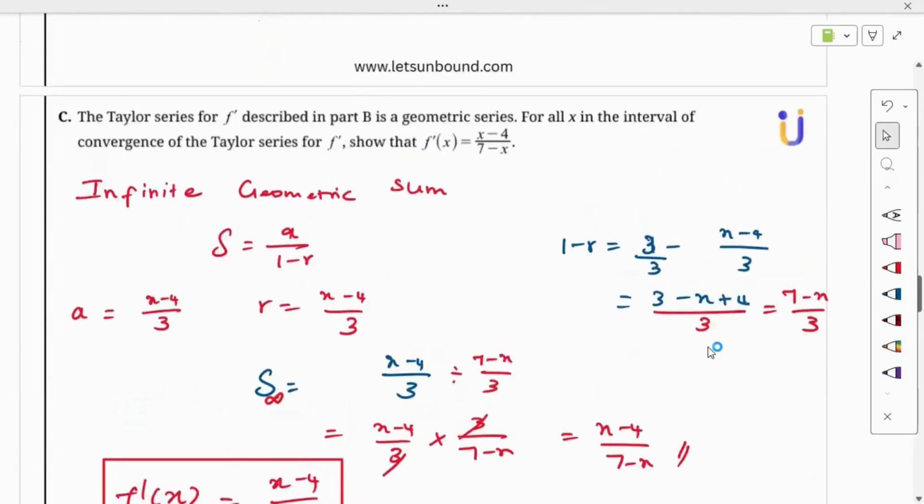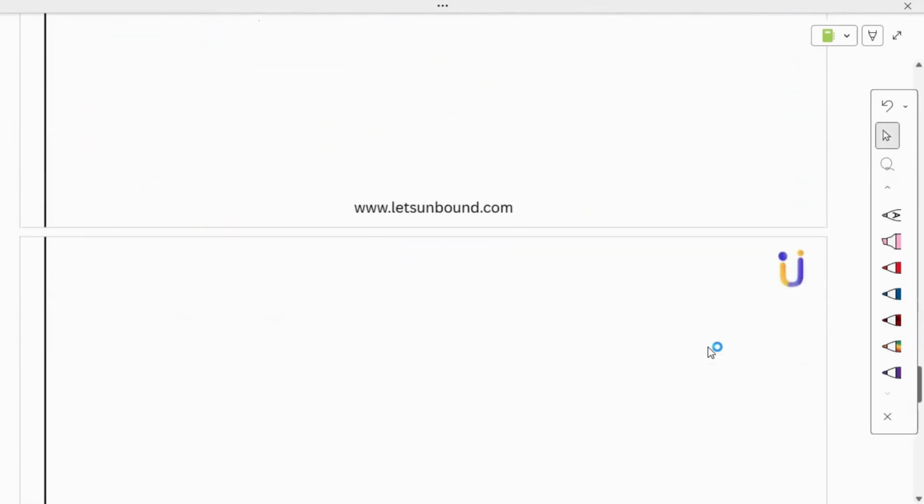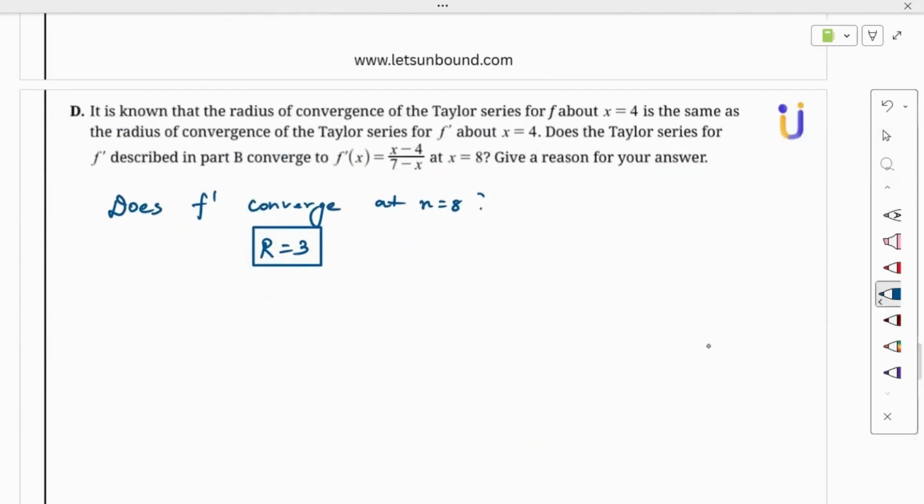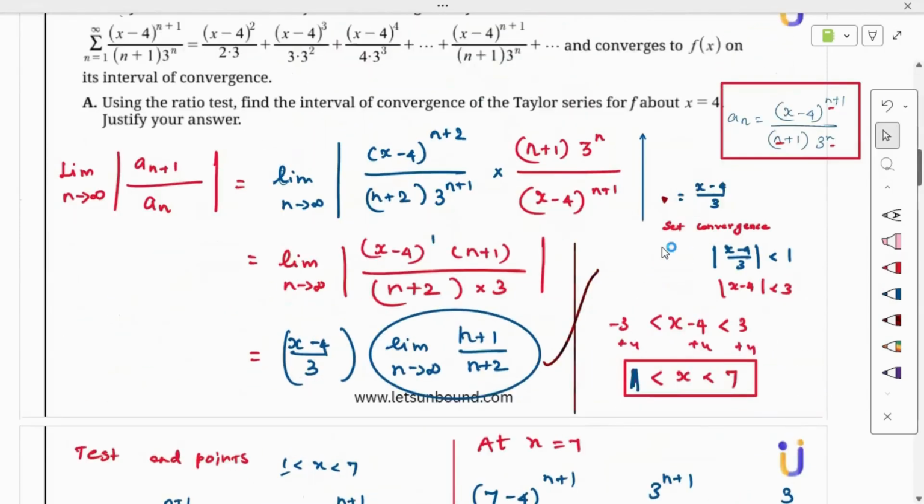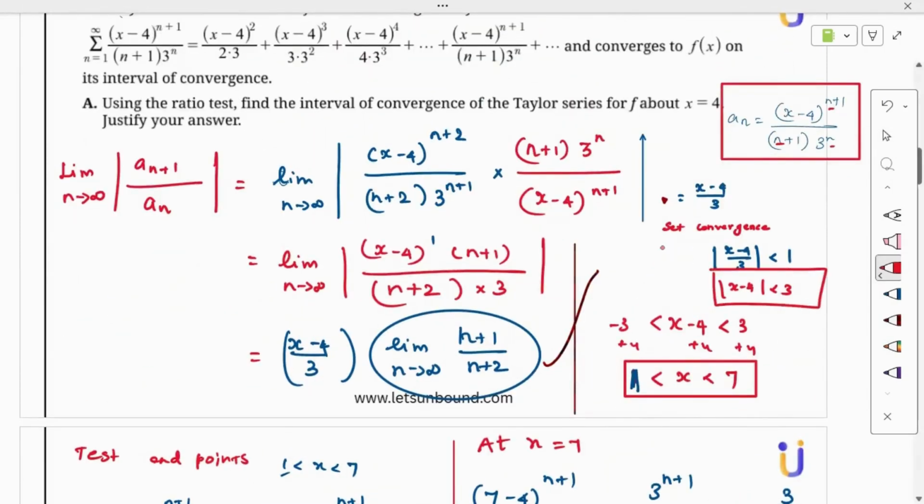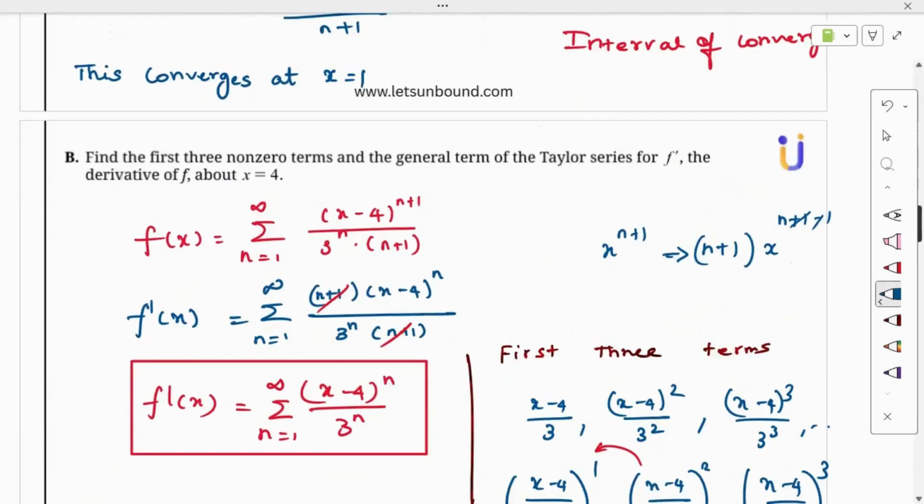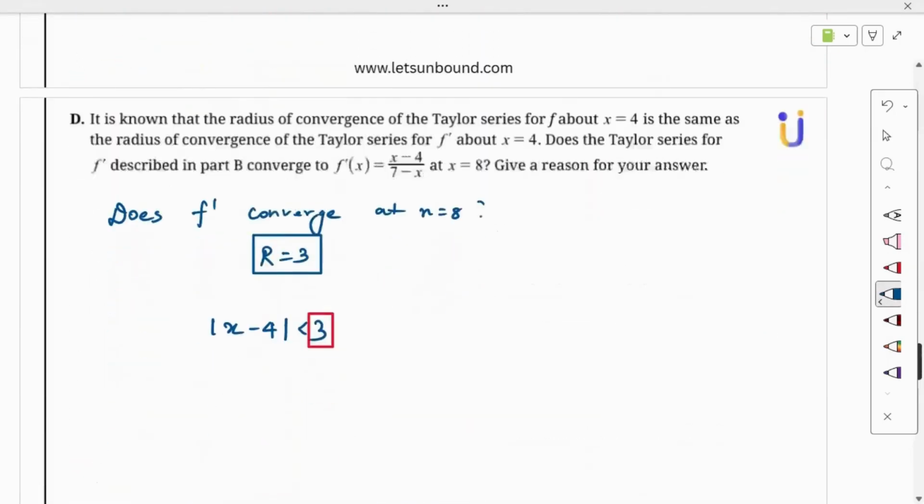They are the same. So the convergence is only valid if we make modulus x minus 4 less than 3, right? So this is the radius of convergence. We got the same expression in our first solving, where we simplified to find the interval of convergence. This part will say modulus x minus your center is less than what? That's the radius of convergence. Okay, hope it's clear. The radius is 3.